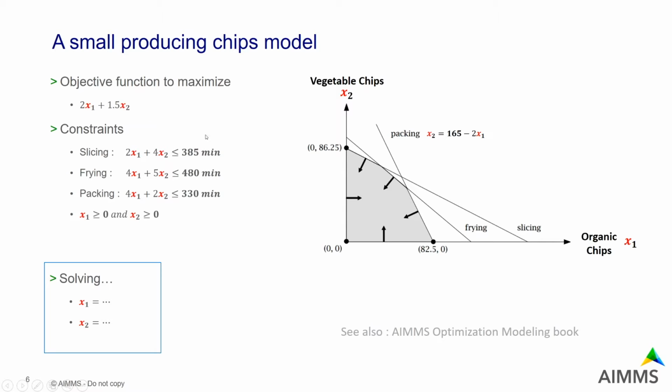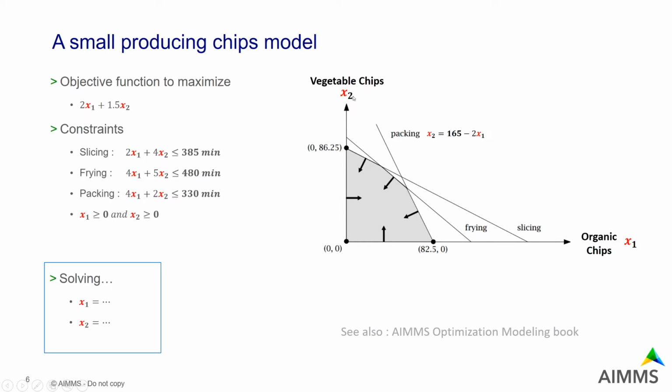And this model is subject to three main constraints. This model is inspired by the AIMMS optimization modeling book that you can refer to later. Basically those are simple constraints such as slicing, frying, and packing in that order. And what we can see here, 385 minutes, 480 minutes, and 330 minutes for the packing constraint, are what we call the right-hand side of those constraints.